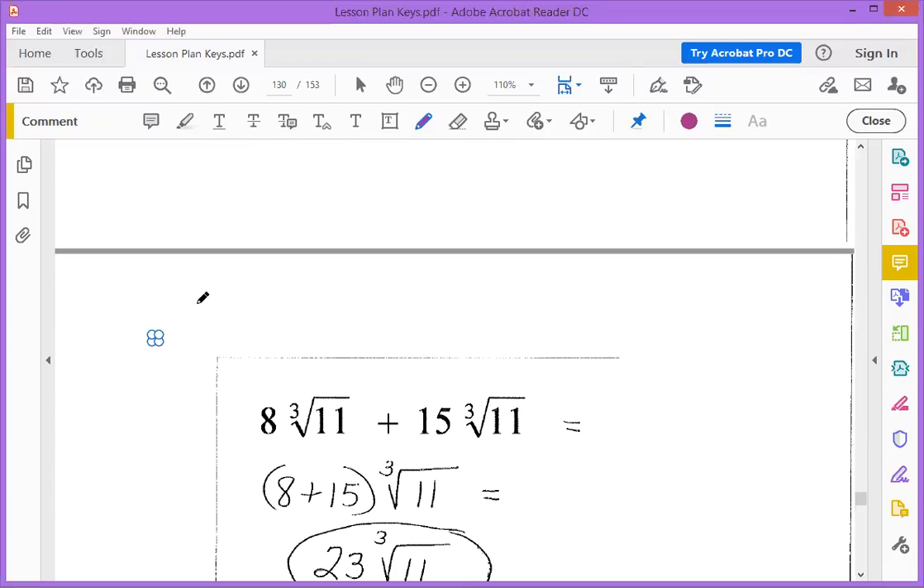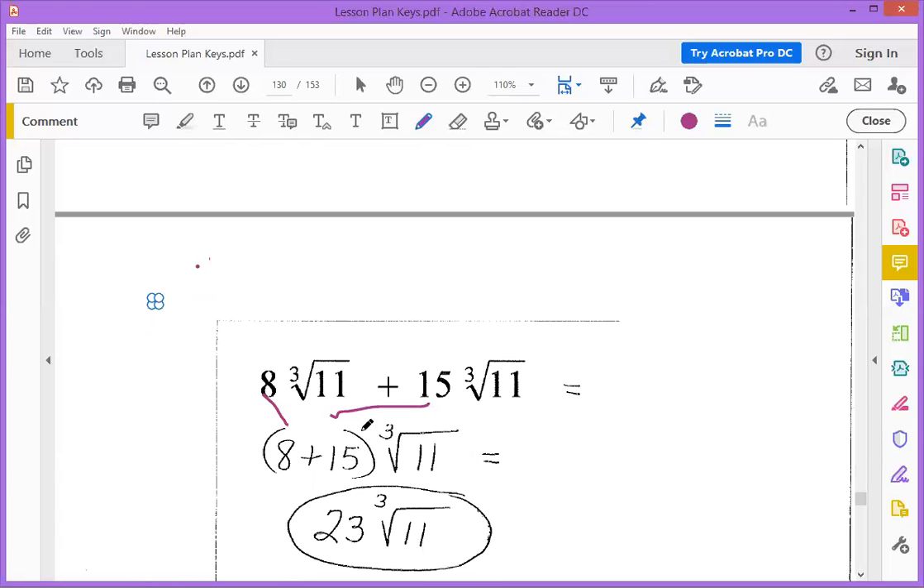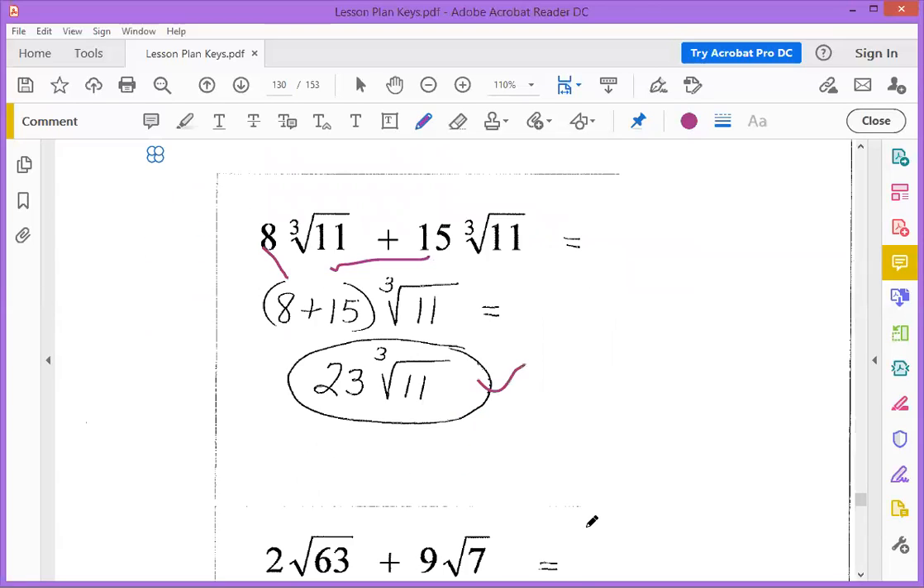For example 2, we have 8 times the cube root of 11 plus 15 times the cube root of 11. Now both of these terms have cube root 11 behind them, so we can combine. 8 plus 15 gives us 23, and that's times the cube root of 11. And that's our answer. They're considered like terms. If you have the same root, the same number underneath that root, you can combine them, add or subtract.